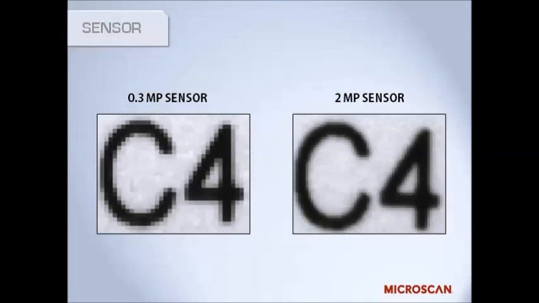Here's an example of the same image captured at different resolutions. On the left is an image captured with a 0.3 megapixel sensor, also known as a VGA sensor. On the right, the same image is captured by a 2 megapixel sensor. You can see that the image on the left has much less resolution and is more pixelated. The higher the resolution, the more detail an image will have, and therefore, the more accurate your measurements will be. The size of your parts, tolerances, and other application parameters will dictate your required resolution.